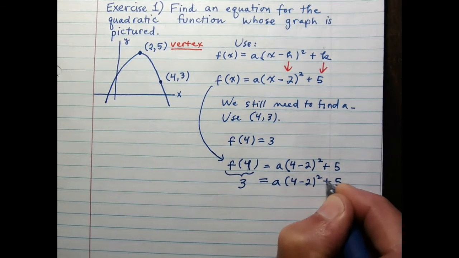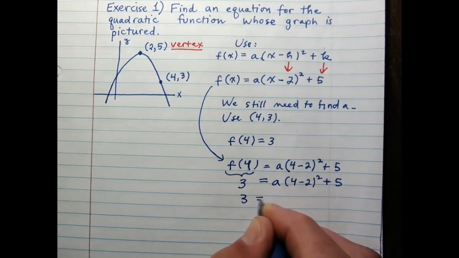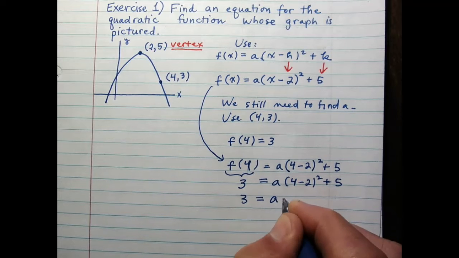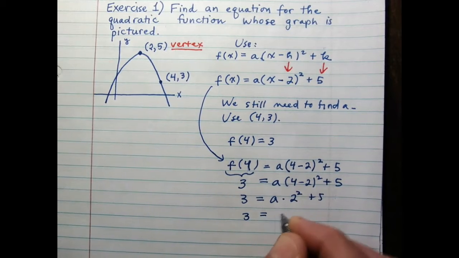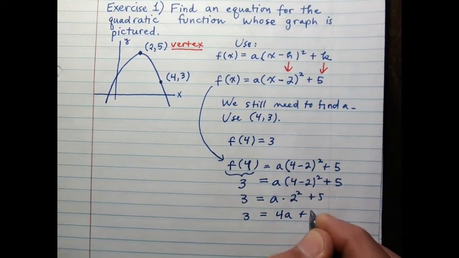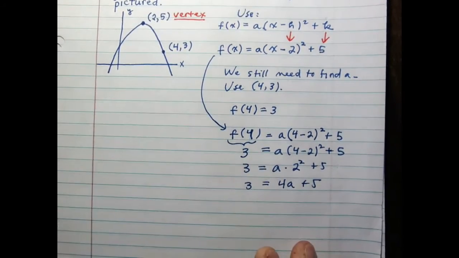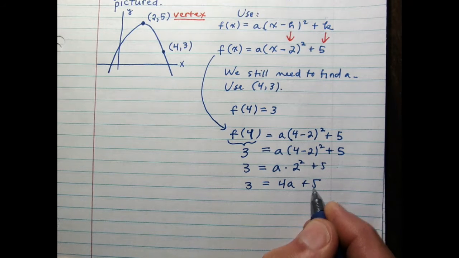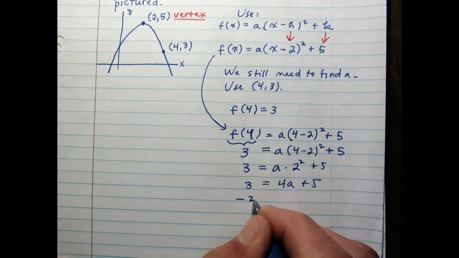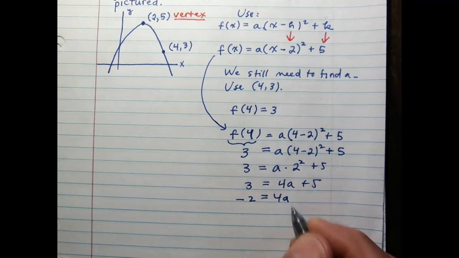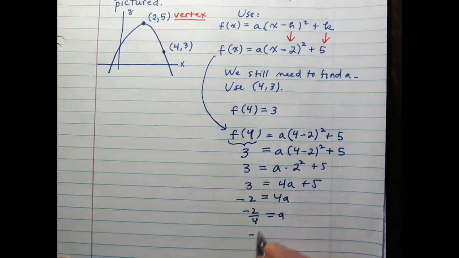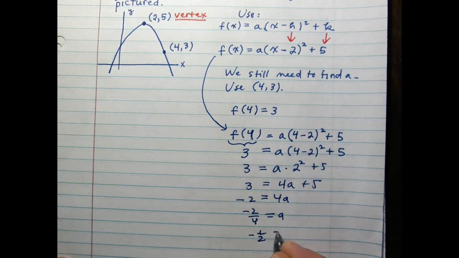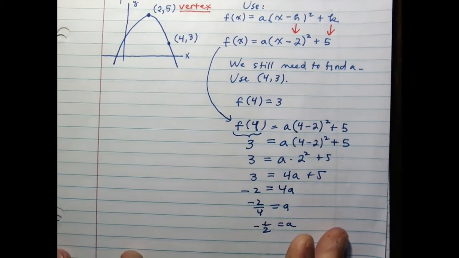And now I can solve for a. 3 equals a times (4 minus 2), that's 2 squared, plus 5, or 3 is 4a plus 5. So a little bit of algebra here. I have to subtract 5 from both sides. I get negative 2 is 4a. Negative 2/4 is a. That's negative a half. And I have my a value.